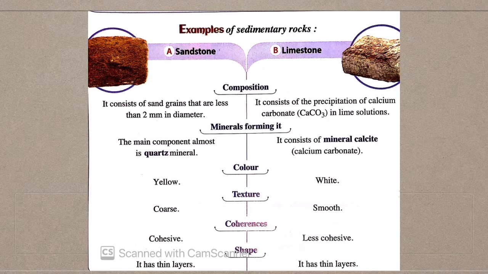How do we differentiate between sandstone and limestone? To differentiate between them, we add hydrochloric acid to each of them. With the sandstone, no reaction takes place, but with the limestone, a chemical reaction takes place, because of the evolving of carbon dioxide gas.